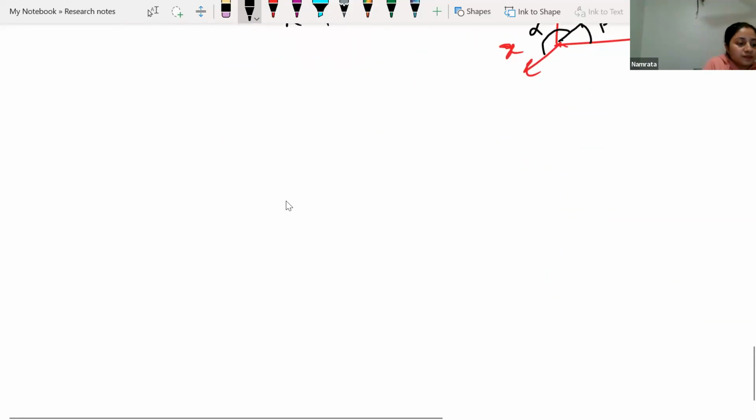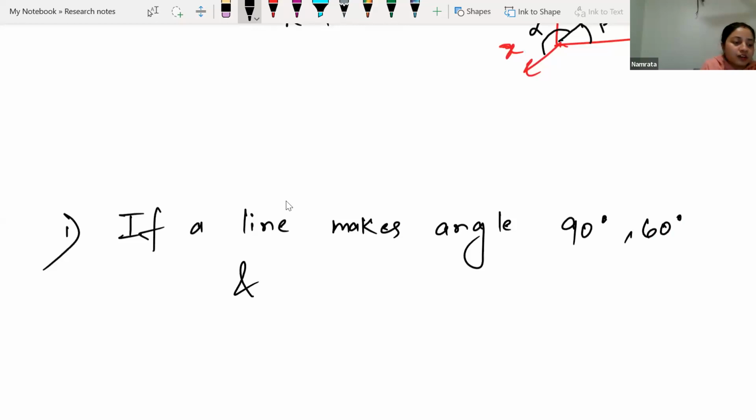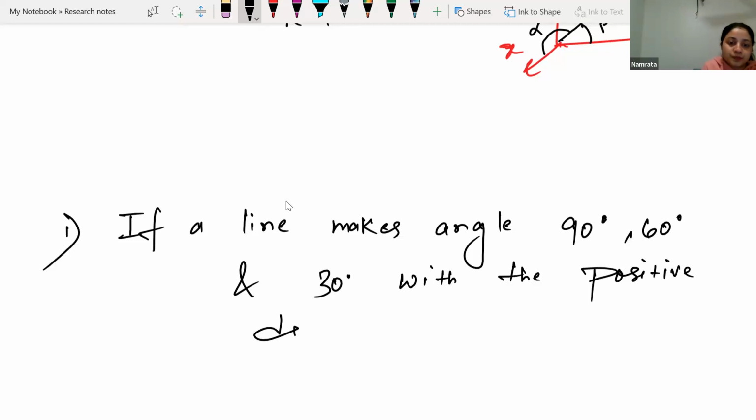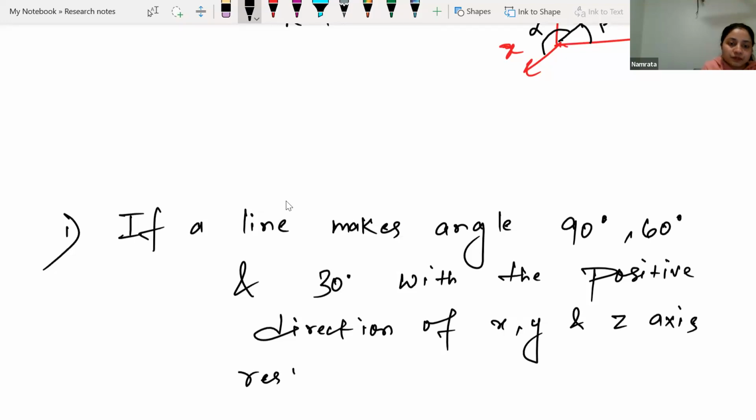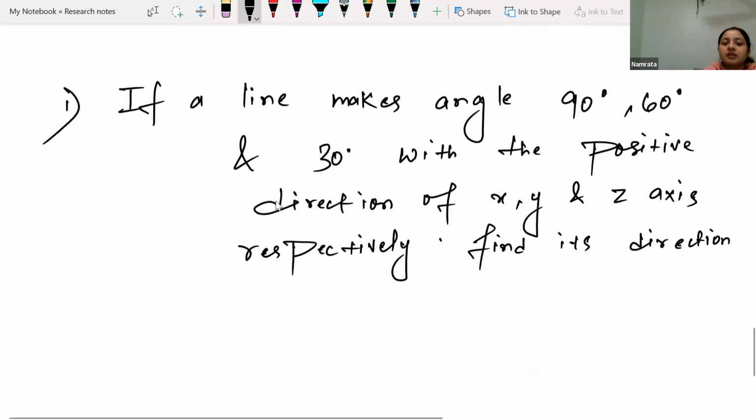So the first question is, if a line makes angles 90 degree, 60 degree and 30 degree with the positive direction of x, y and z axis respectively, find its direction cosine. Angle is given, we have to find the direction cosine.